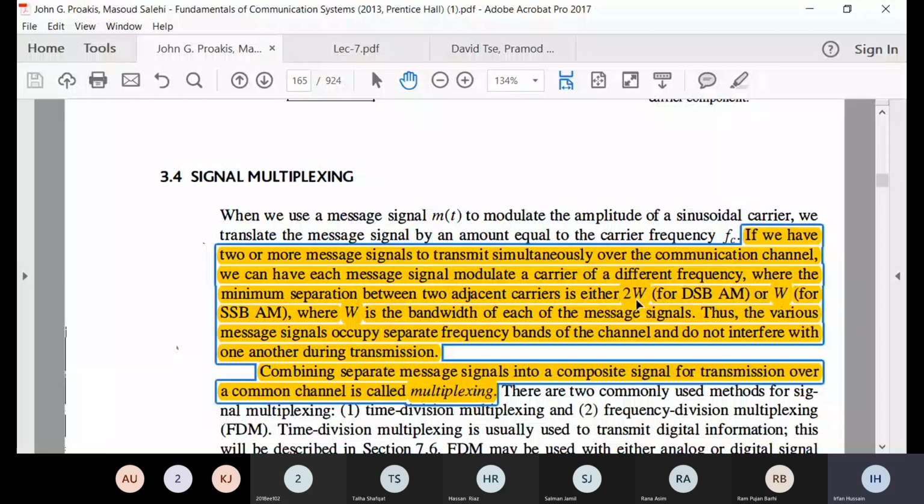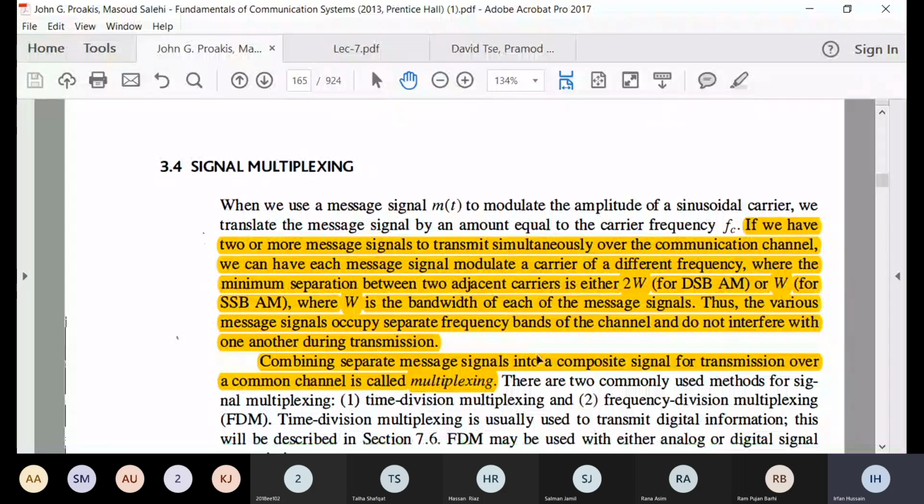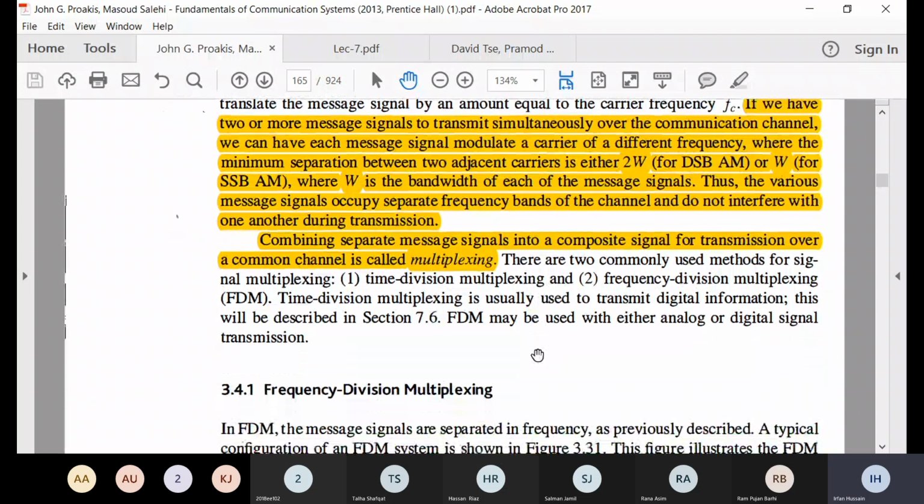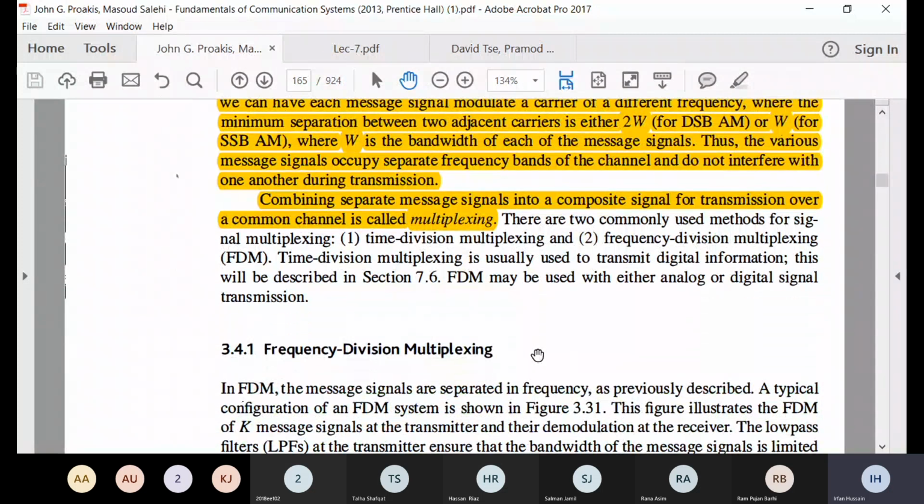And hence, the various message signals will occupy these separate frequency bands, and both the signals can be sent to a communication channel. This combination of separate message signals into a composite signal is called multiplexing. So we will be covering frequency division multiplexing here.